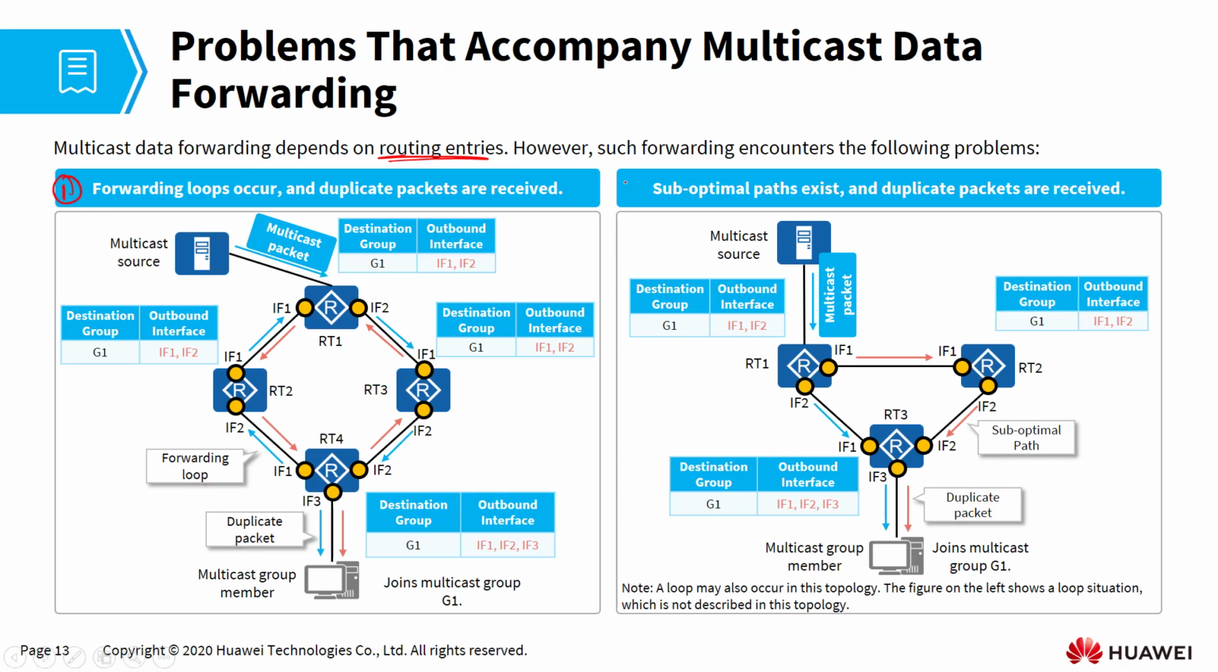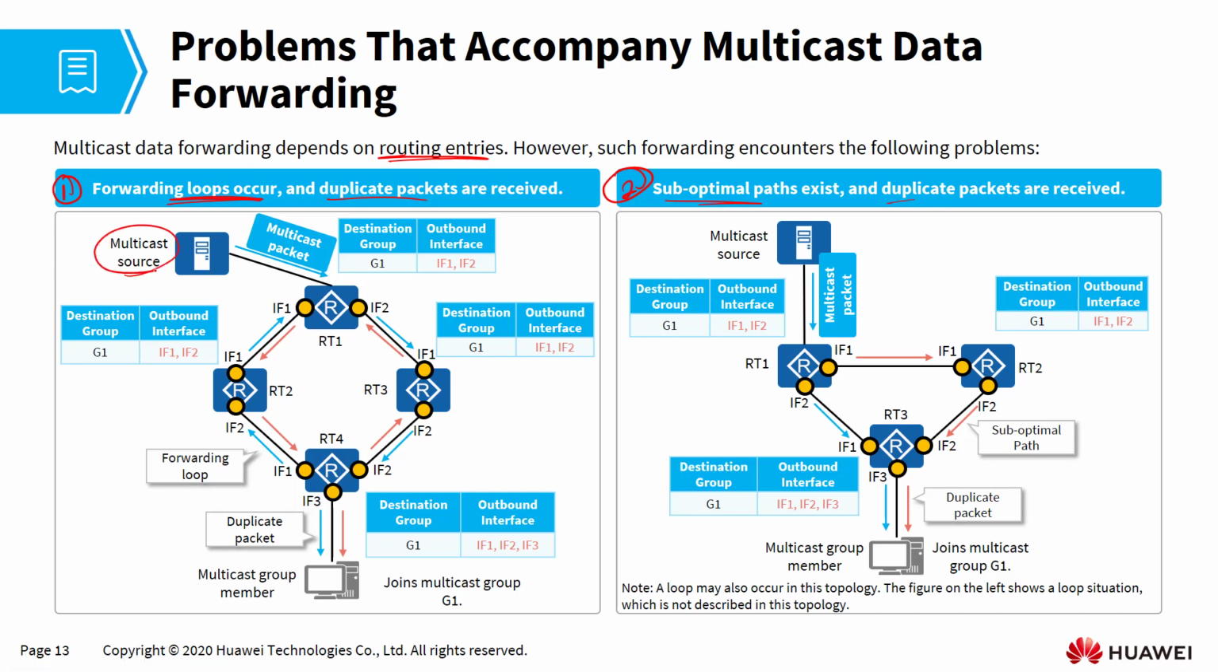The first problem is forwarding loops and duplicate packets. The second problem is suboptimal paths and duplicate packets. So either way you have duplicate packets, but then they can come with forwarding loops. They can even come with suboptimal paths. Let us look at this example.